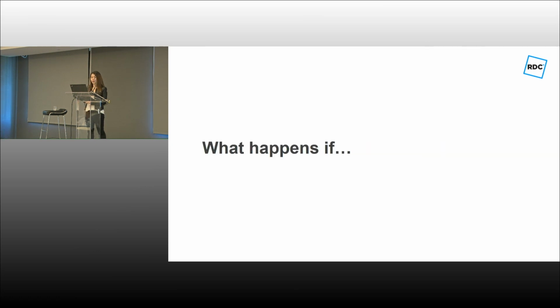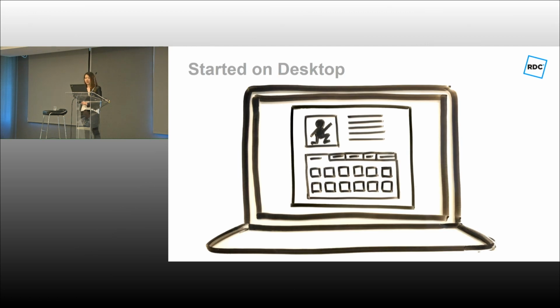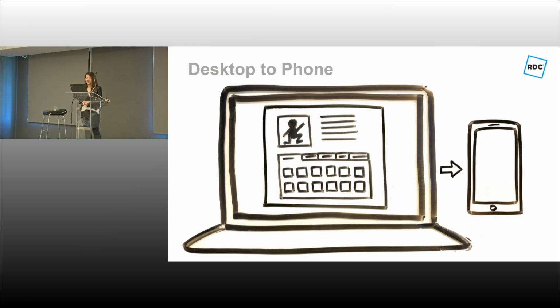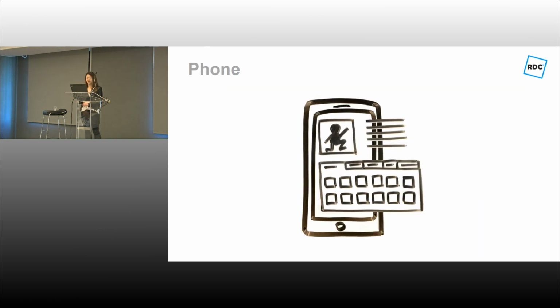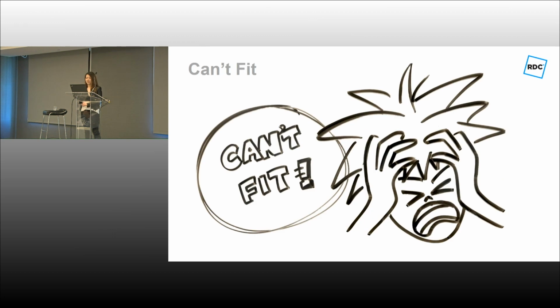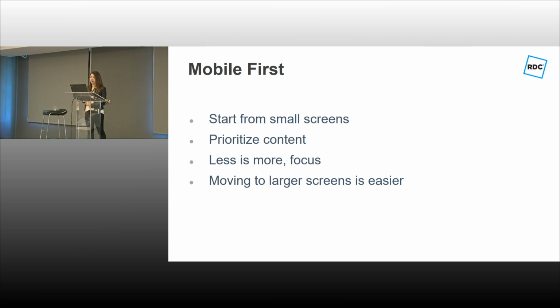Let's see what happens if you don't do this. Say you started on desktop. You got a perfect view like this. You want to put it onto phone, portrait mode. You scale everything down, but it can't fit. So if you already know that you're going to have your game on mobile, start from the smaller screens and prioritize the content so you don't just put everything out there. Less is more, so it doesn't lose focus. And once you get the essential set, then it's easier to move on to larger screens.